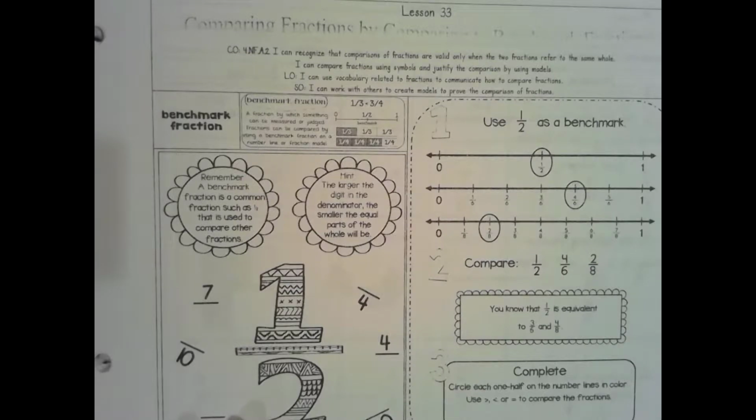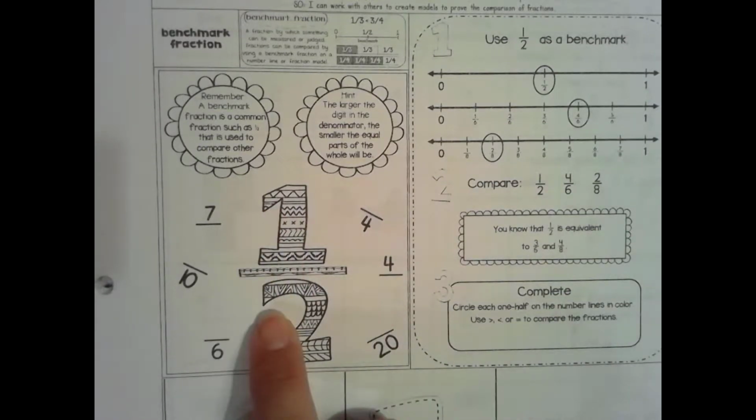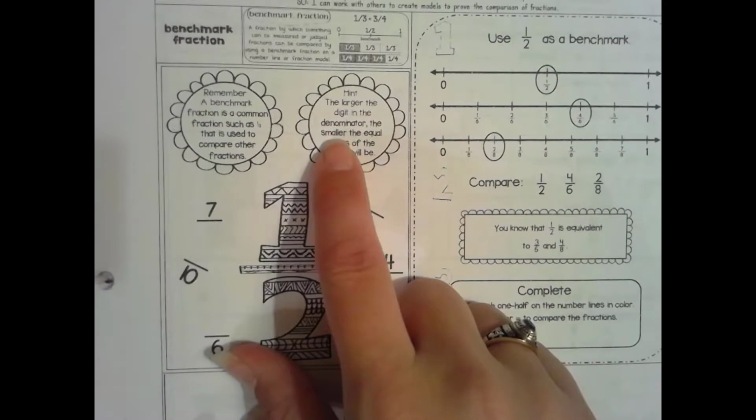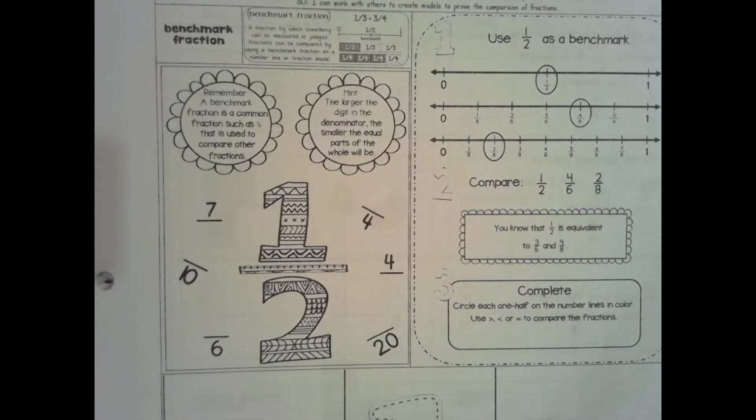We're going to mainly focus on half first. If we can get down what half looks like, then that can help you as you build up your understanding of the other fractions. So this is the main benchmark fraction we're going to look at. Okay, remember a benchmark fraction is a common fraction such as 1/2 that is used to compare other fractions. Hint, the larger the digit in the denominator, the smaller the equal parts of the whole will be, because you have to cut it up into more and more pieces.